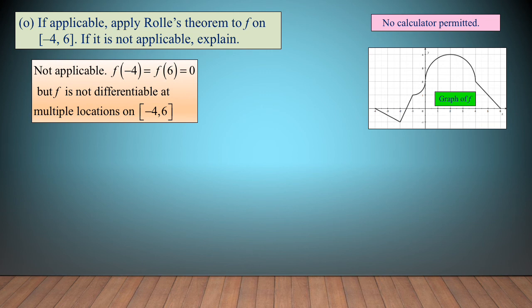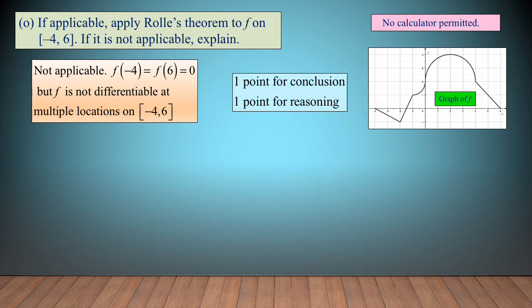However, there are certain conditions that must be met in order for Rolle's theorem to hold. One of them is that f must be continuous on the interval, and it is. But f must also be differentiable on the interval, and there are multiple locations between negative 4 and 6 where f is not differentiable. So Rolle's theorem is not applicable in this case. So 2 points here, 1 for the conclusion that it is not applicable and 1 point for the reasoning.